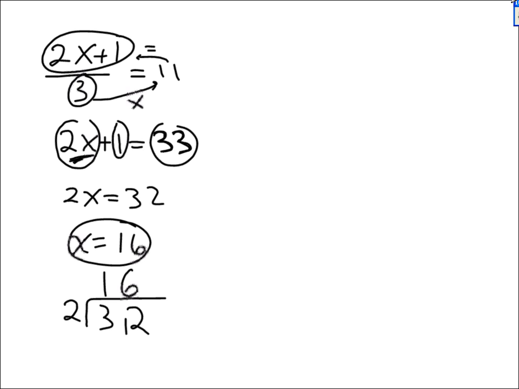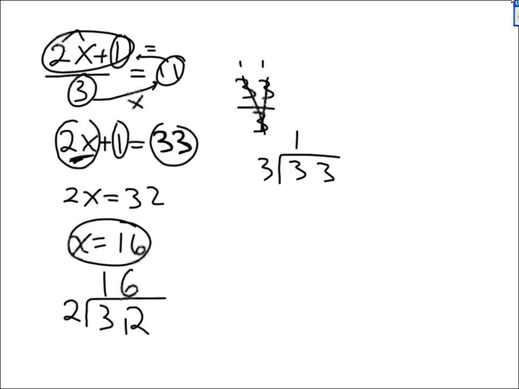And you can check it easy enough. 2 times 16 is 32. Plus 1 more is 33. 33 divided by 3, yep, that's 11. 3 goes into 33 11 times. 3 into 3 goes 1 evenly. 11.